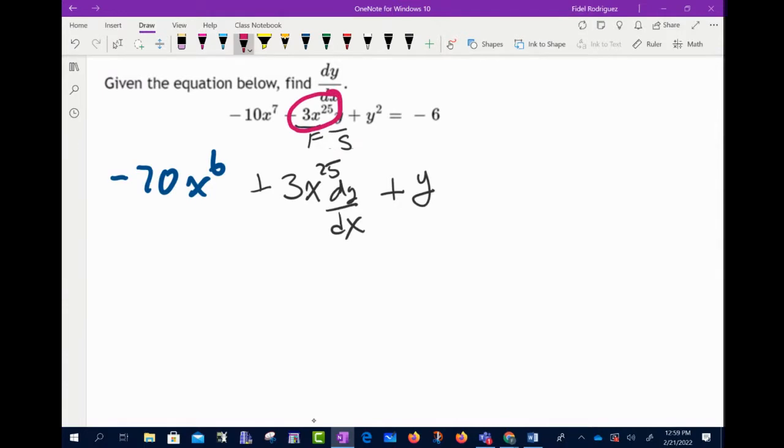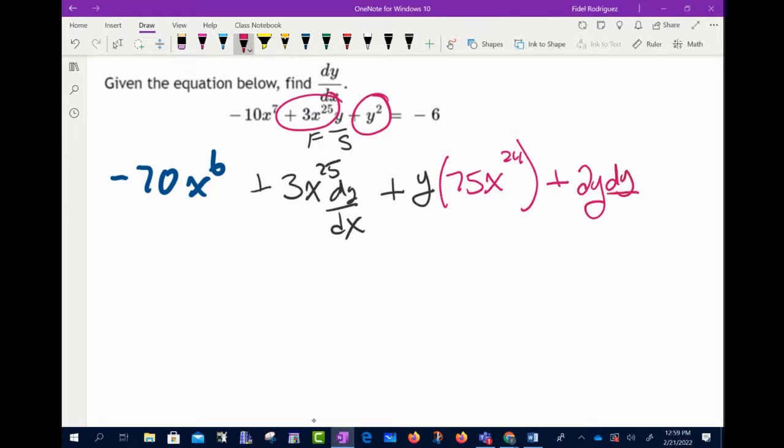Plus the second function, which is a y. What I want to do now is take the derivative of this piece. So anybody know what's the derivative of 3x to the 25th? There you go. Plus, now we're going to take the derivative of y squared. A little while ago in the problem we just did, we took the derivative of y squared. Didn't we say that's going to be a 2y? And then we have to take the derivative of y itself, so we're going to write our dy dx.